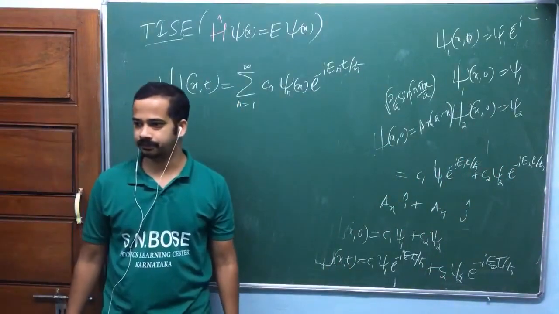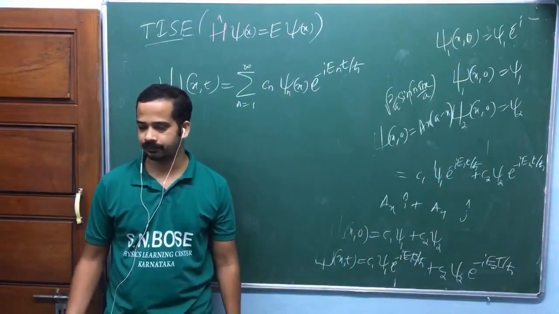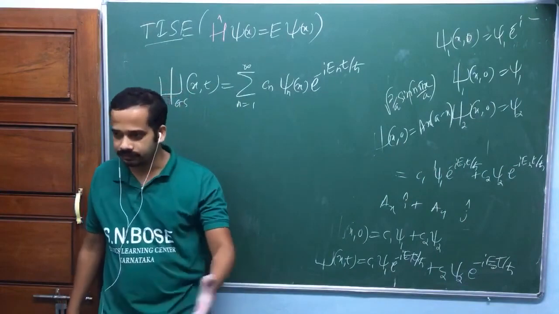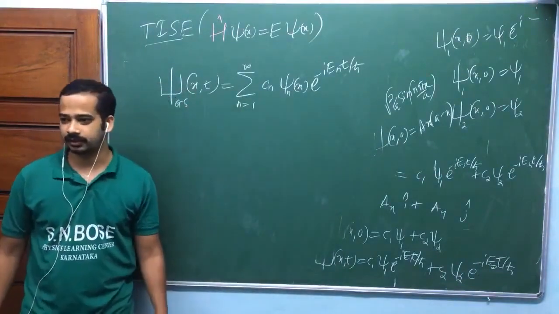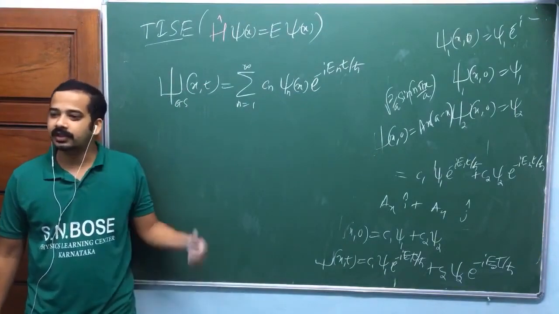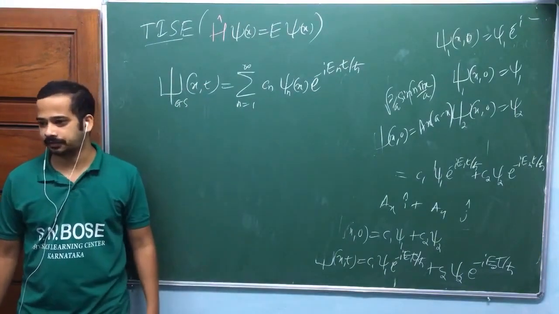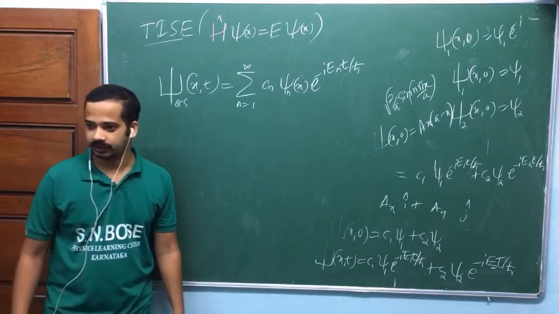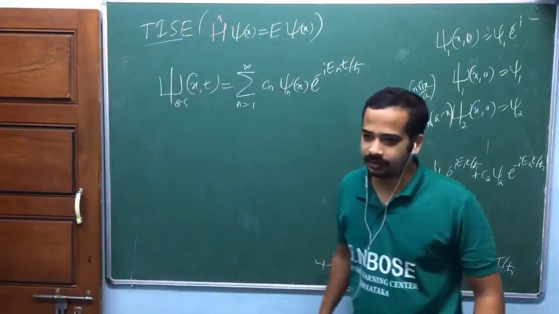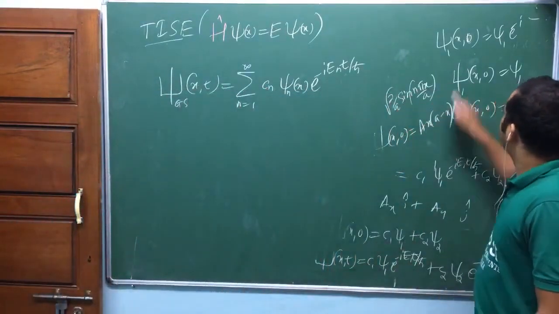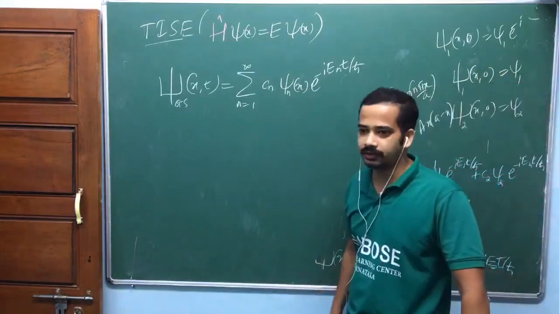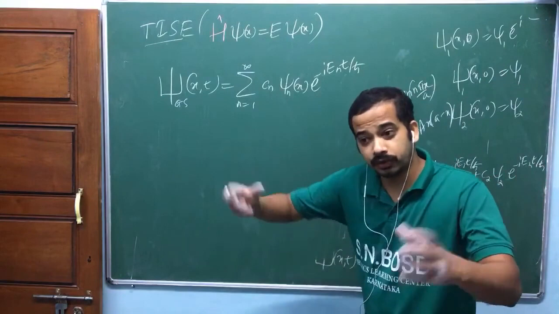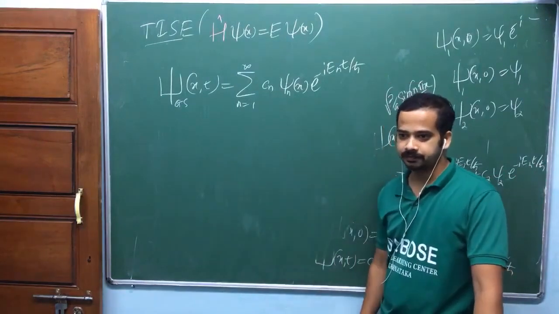Sir, one question. What happens if we do an energy measurement? That's what I was trying to explain, okay? If you do an energy measurement here, whether you get E1, E2, E3, what do you get? This is not a definite energy state. That one was a definite energy state, Psi2 was a definite energy state. This is not a definite energy state. It is a superposition of different energy states.